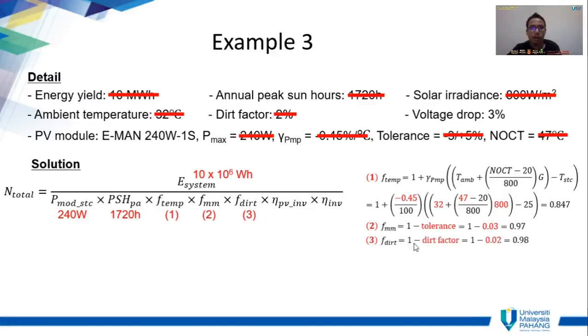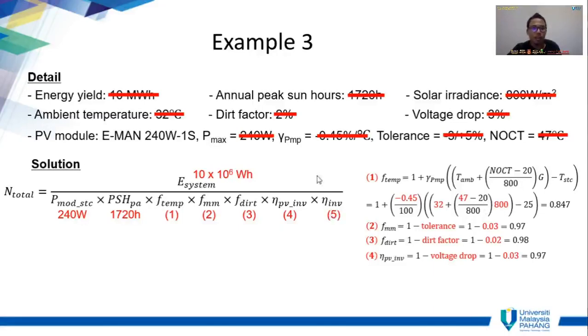Okay, f dirt is 1 minus the dirt factor, which here is 2%. So minus 0.02, you get 0.98. The next is the fourth equation, so 1 minus the voltage drop. The voltage drop is given here as 3%. So you get 1 minus 0.03, you get 0.97. Okay, 0.97.